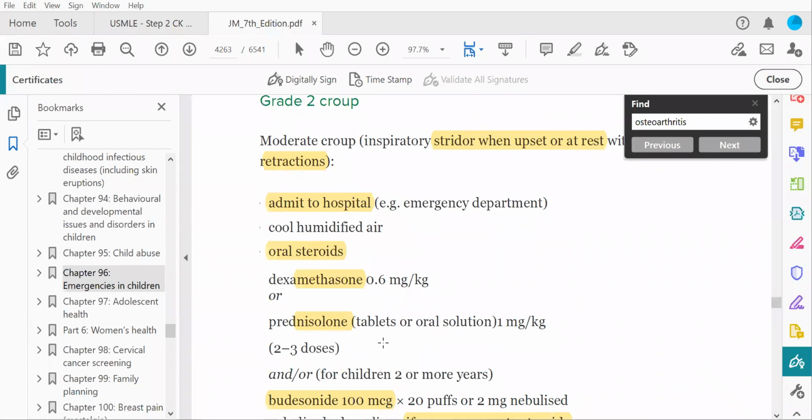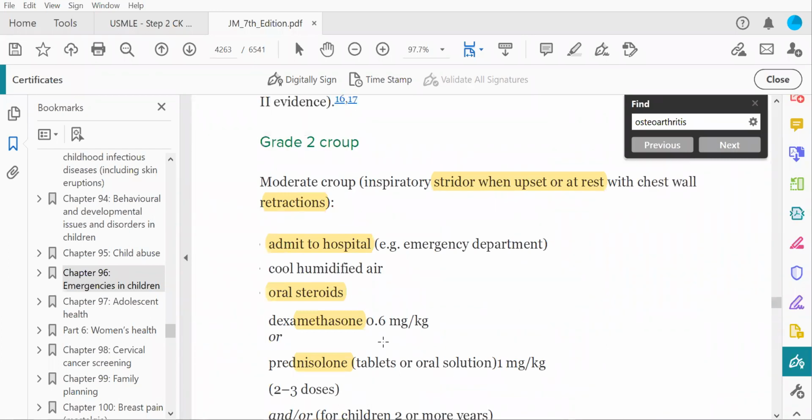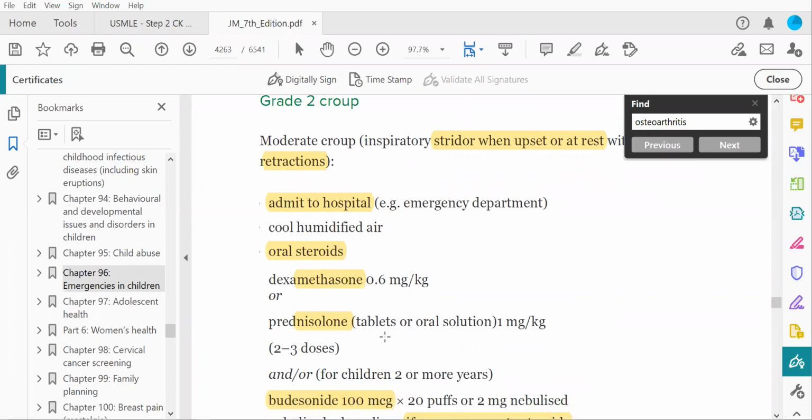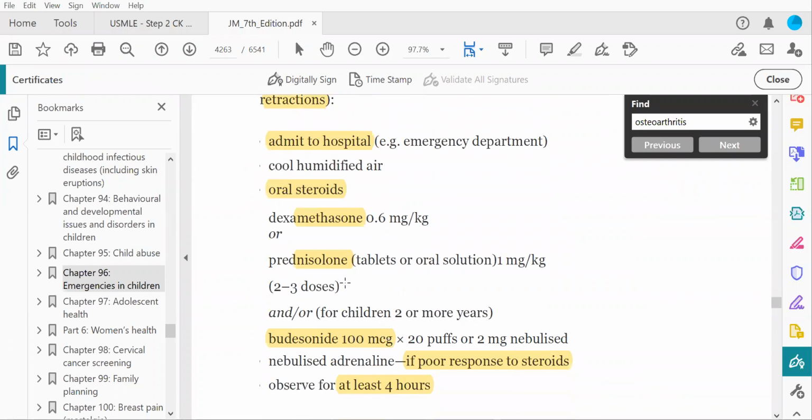In case of moderate croup, the child doesn't have a mental status problem, doesn't have cyanosis or irritability, but has a stridor with some chest wall retractions. In that situation, the patient obviously needs admission to the hospital, and you can just give oral steroid. You can give either dexamethasone or prednisolone or budesonide. You need to observe this child for 4 hours in the hospital. If after 4 hours the child is getting better, then the child can go home.